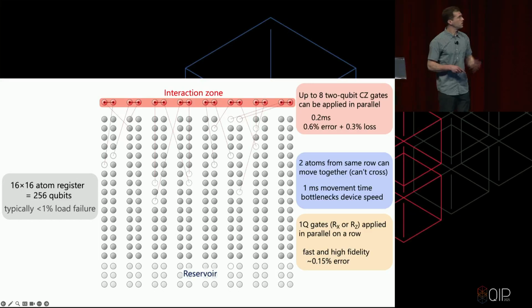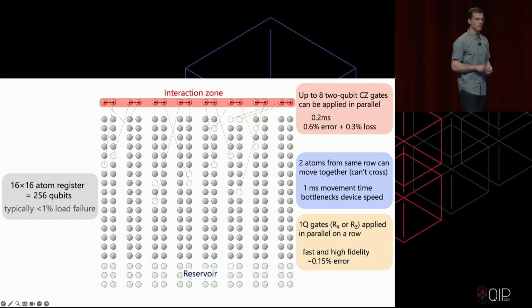In the interaction zone, it's 16 across, and so there's 8 pairs. And so you can do 8 controlled Z gates. Controlled Z gate is a natural gate in parallel, up to 8. You don't have to do 8 if you don't want to, but that's the limit. And the time it takes to apply a controlled Z gate is about 0.2 milliseconds. And so this is not the bottleneck, right?